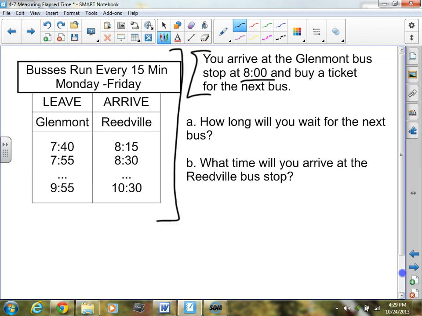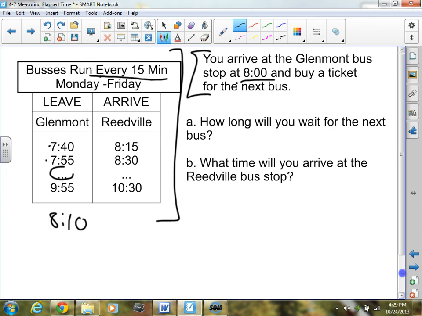Here is the schedule. So it says buses run every 15 minutes, Monday through Friday. They leave Glenmont this time, and they arrive at these times. Now you'll notice there's blanks. That means I didn't fill it in. The bus schedule actually told you it runs every 15 minutes. So it's going to look like this. 7:40, 7:55, then you would simply add 15 to 7:55. 7:55 plus 15 minutes is going to be 8:10. So the next bus is going to leave at 8:10. And that's helpful for me because I arrived at 8 o'clock.